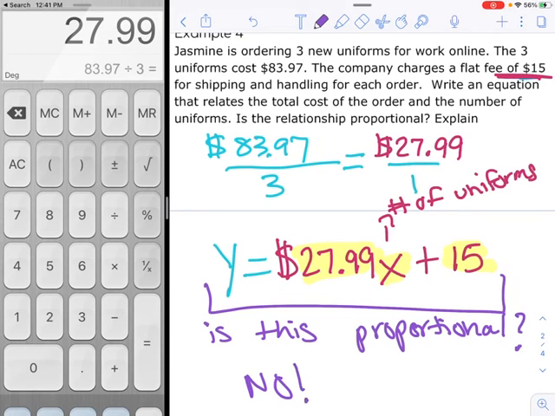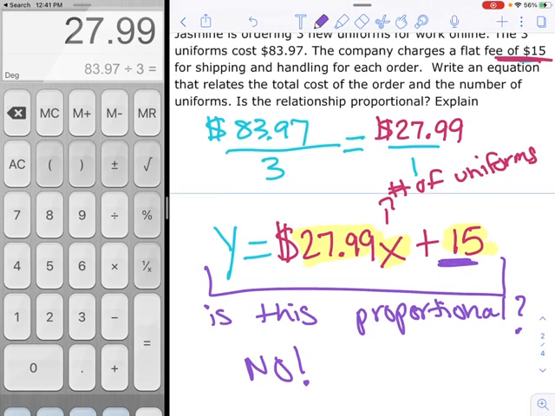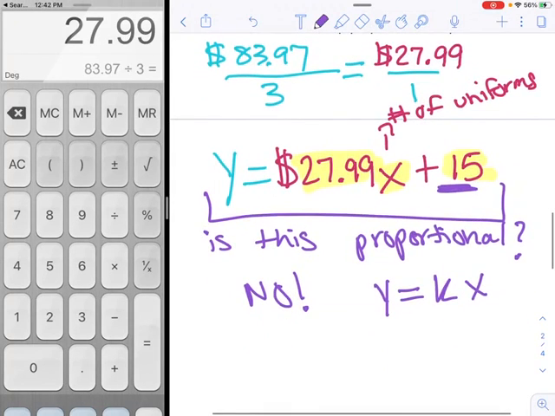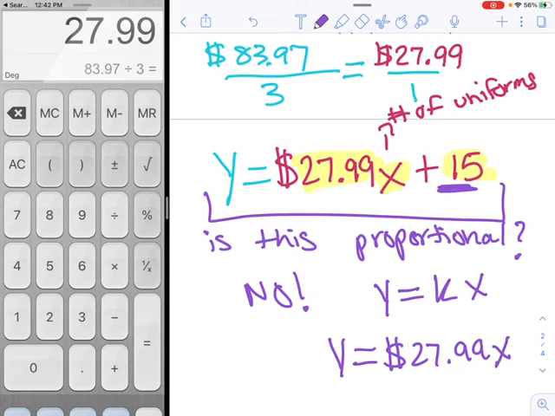So my answer is no. Reason being, because there's this plus 15 tacked on. Whenever we see proportionality, it has to be y equals k times x, where k is our constant. So in this case, if the equation was just y equals 27.99 times x, this could be proportional, but because we have this plus 15 tacked on, it is not proportional.